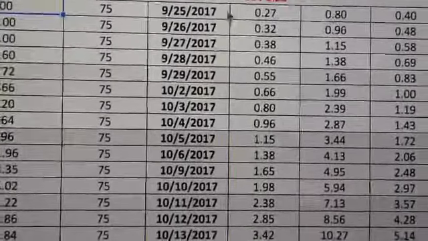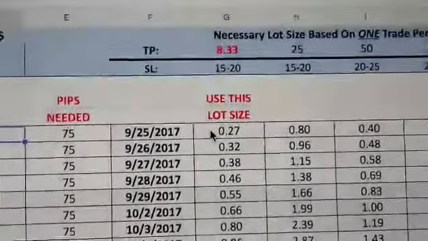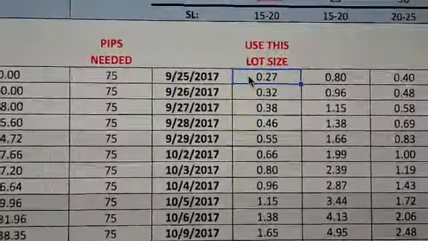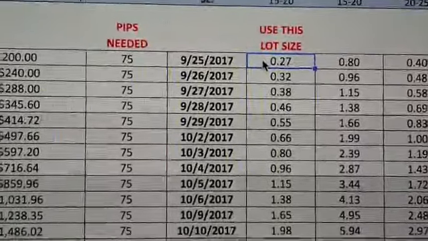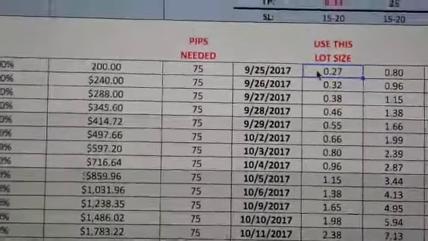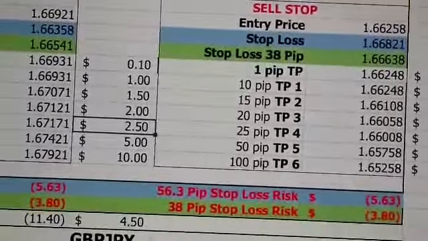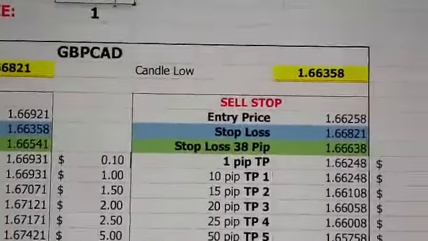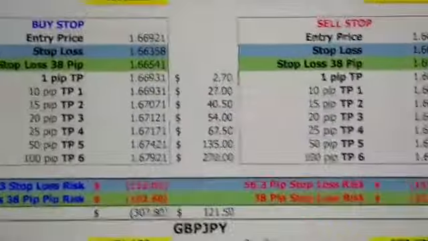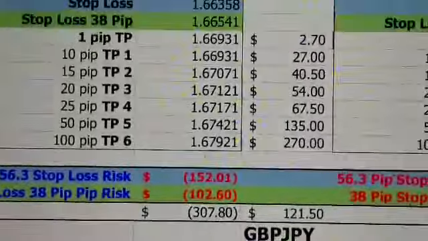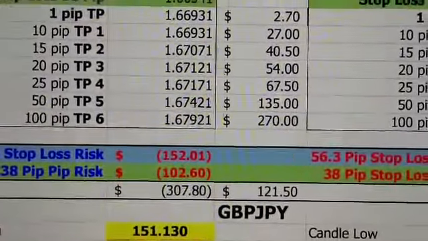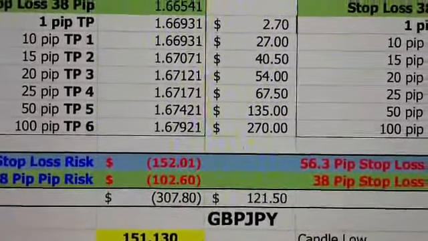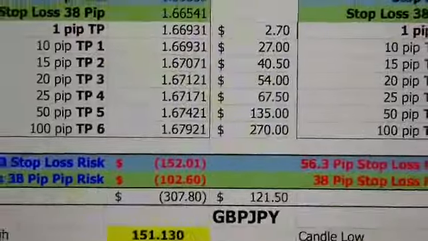So if you enter 3 trades per pair for a GBP pair, you're gonna get a 0.27 for each entry. But you got to also understand you're taking a risk doing that. So 0.27 would end up giving you $27 for 10 pips, $40.50 for 15 pips, $54 for 20 pips. So it's all laid out there for you.